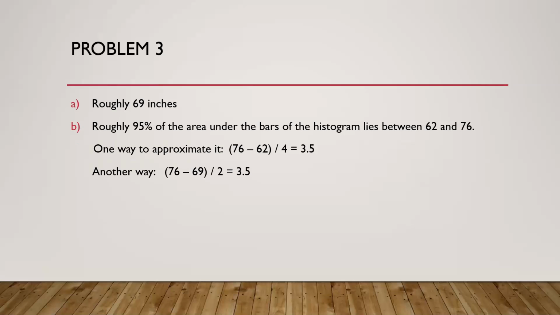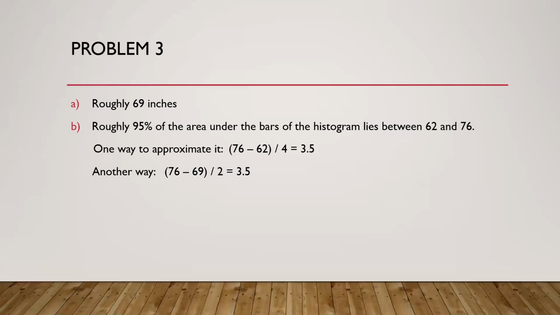Now, another way would be, since I've already identified the mean as being around 69, I could take the width of the interval from 69 to 76, and that would be 2 standard deviations. So I would divide that by 2 and again get 3.5.